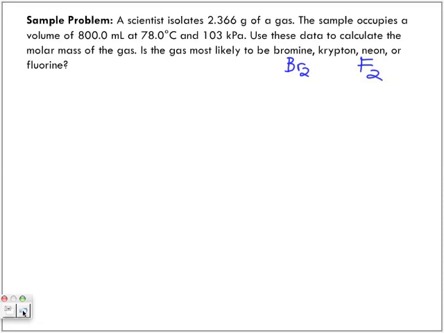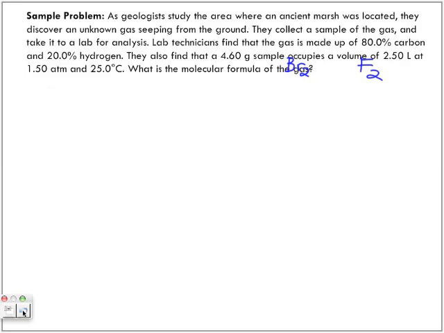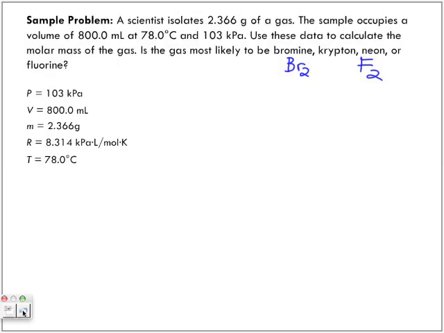Okay, so take a moment and see if you can formulate an answer from here. Our givens. Pressure, 103 kilopascals. Our volume, 800.0 milliliters. The mass of this gas that was isolated was 2.366 grams. Our constant, 8.314. Our temperature, 78 degrees Celsius, which in fact we're going to have to convert. So there are a couple of things we're going to need to convert.